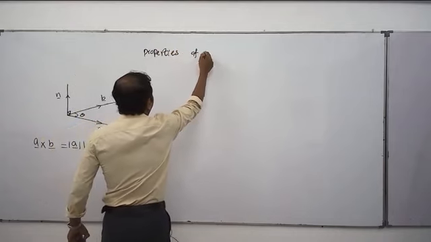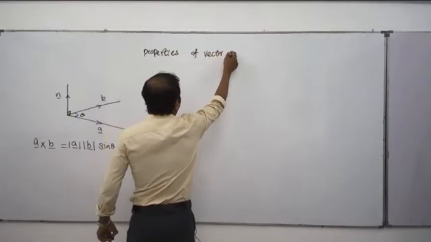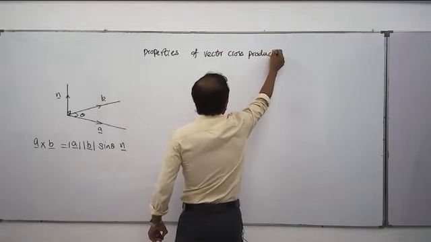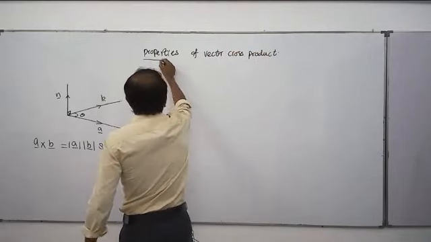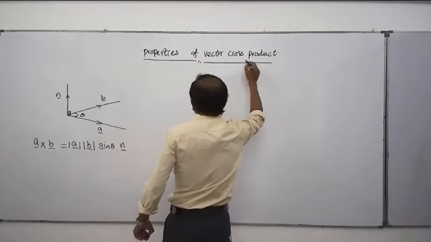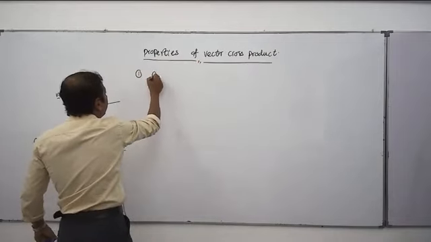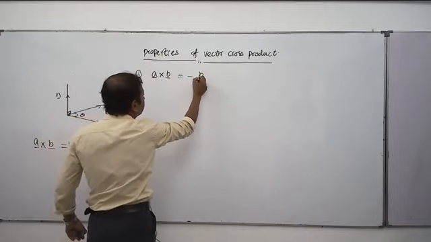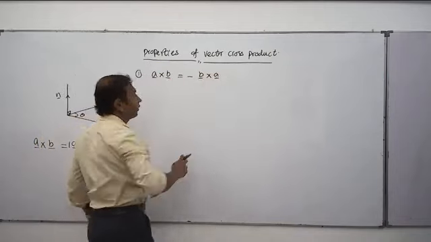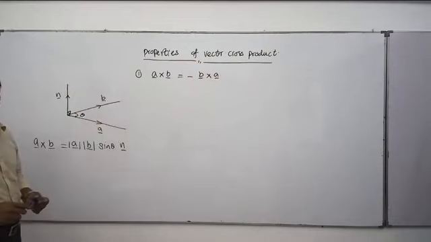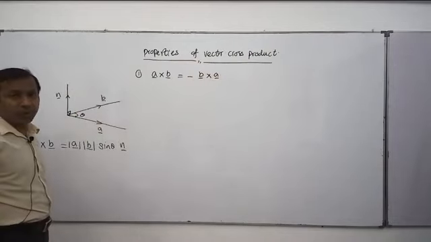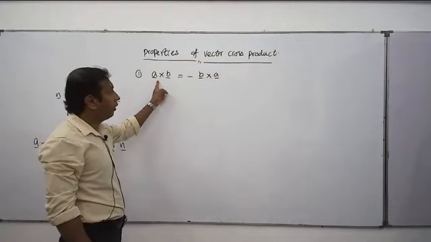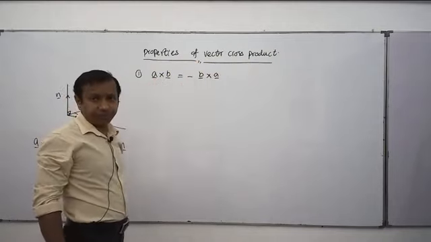Properties of vector cross product, right? Here the first one is this: A vector cross B vector is equal to minus B vector cross A vector. A cross B is equal to minus B cross A. What is this property? When we interchange the order of these vectors, an extra minus sign comes.